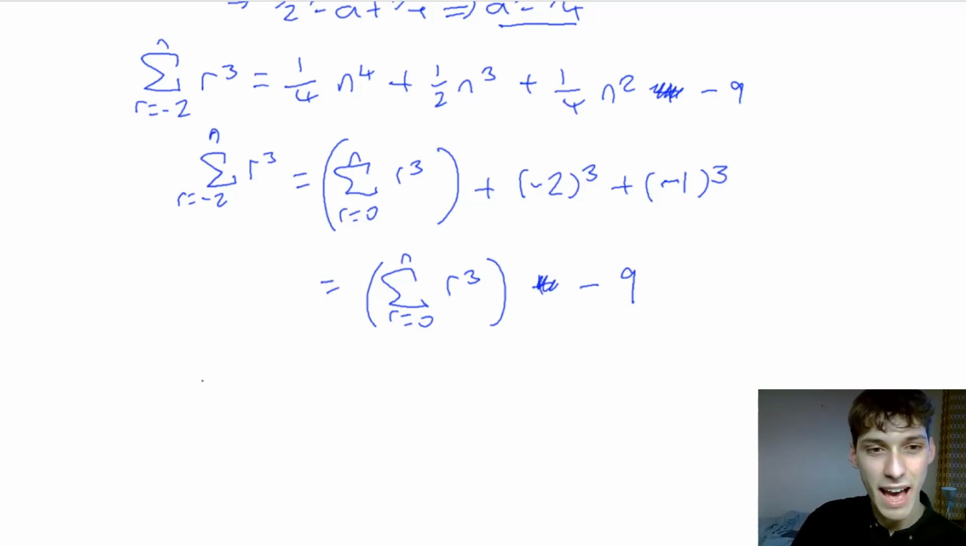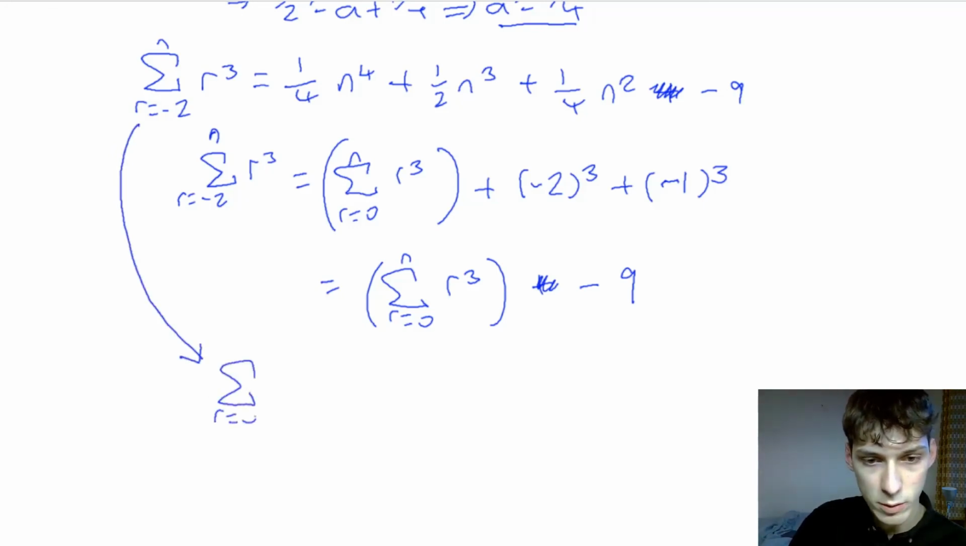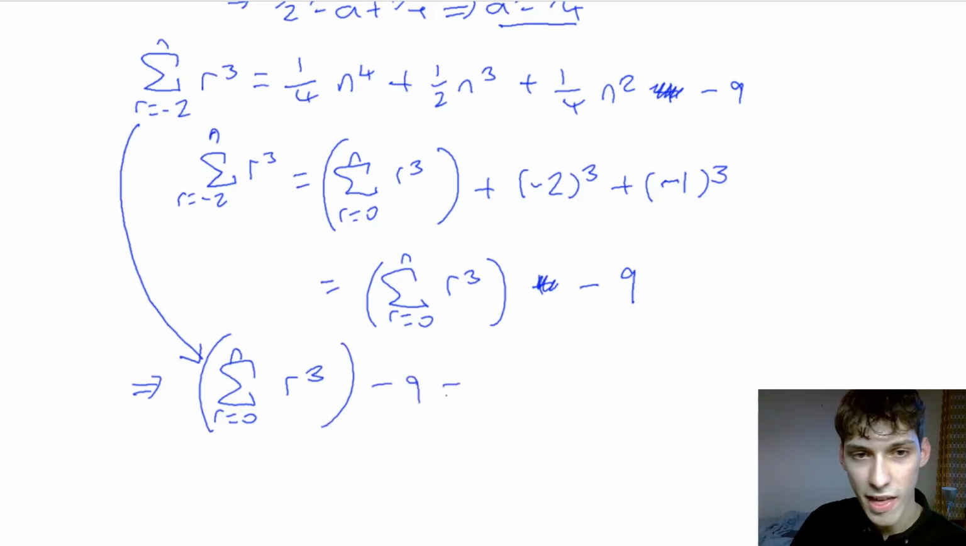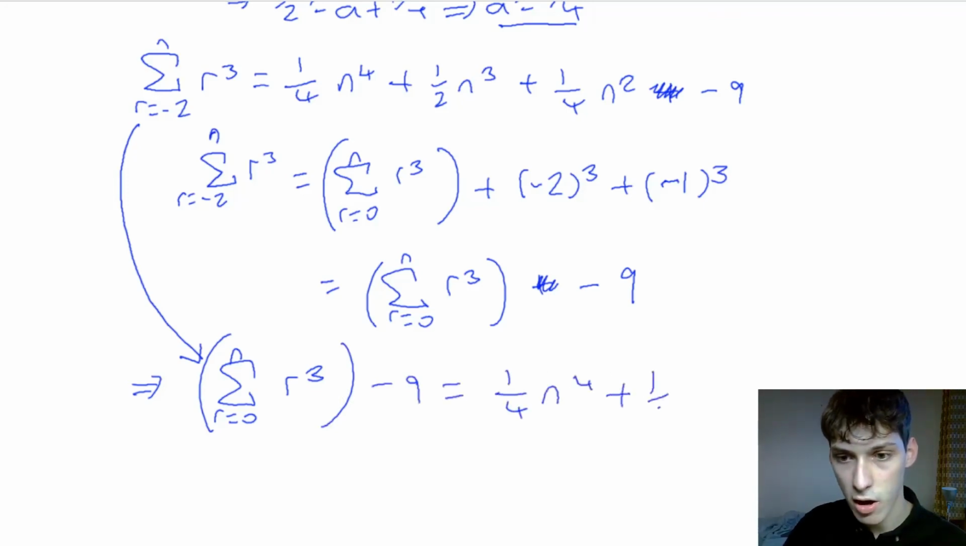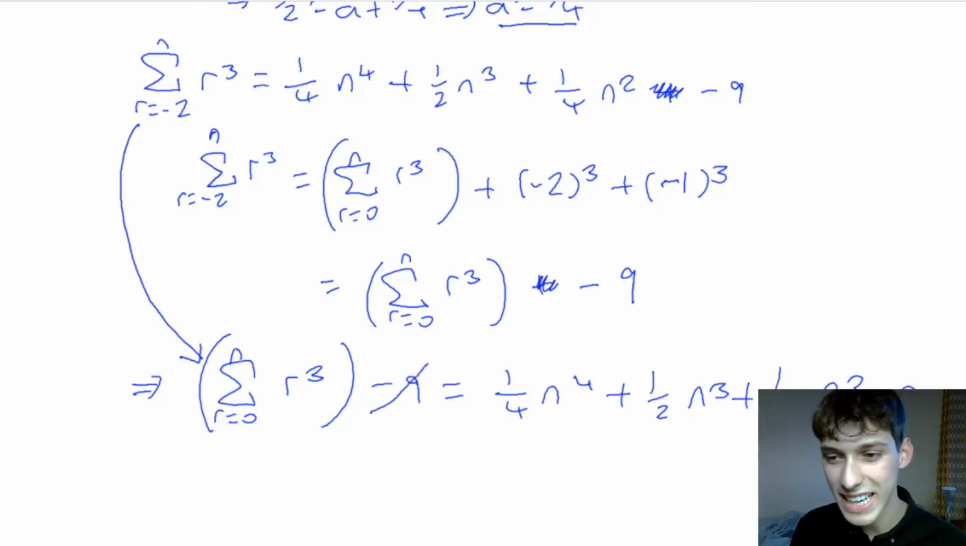We can say that this whole thing on the left hand side is equal to the sum from r is equal to 0 to n of r cubed minus 9. And then the right hand side stays exactly the same as this quartic, plus half n cubed plus a quarter n squared minus 9. All that is left now, let's add 9 to both sides. I was thinking that 9 looked a bit big, so it's good we've got rid of that. Okay, now we just need to factorise.